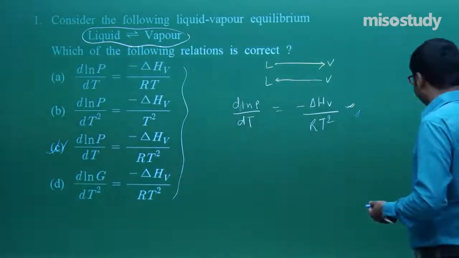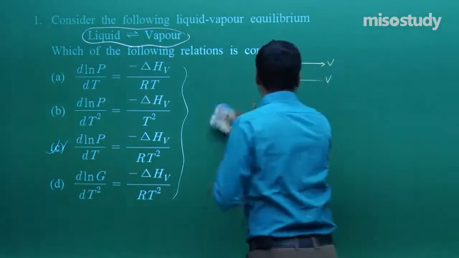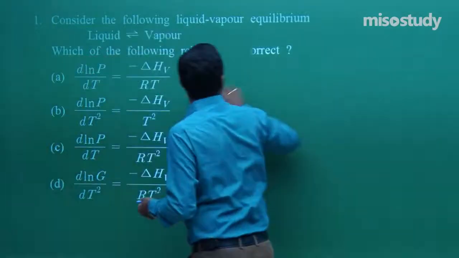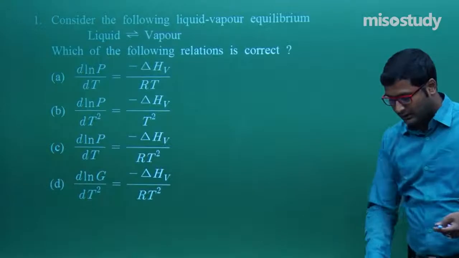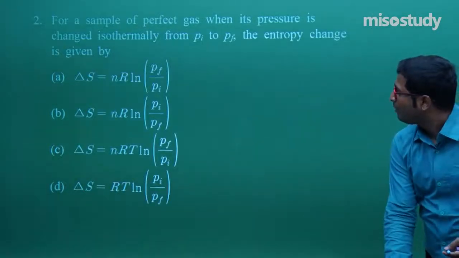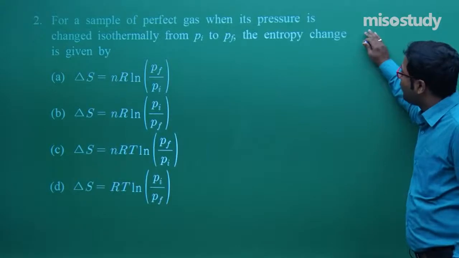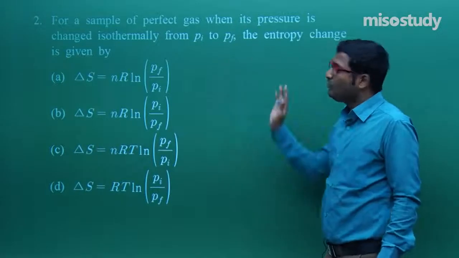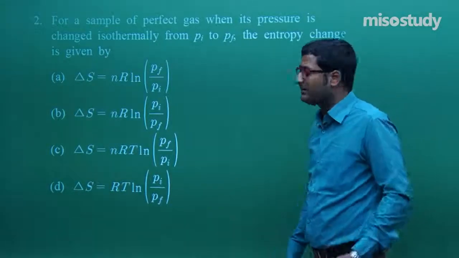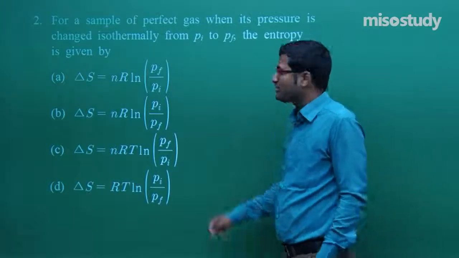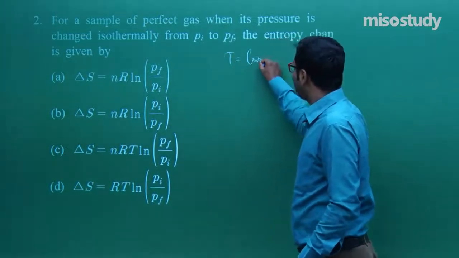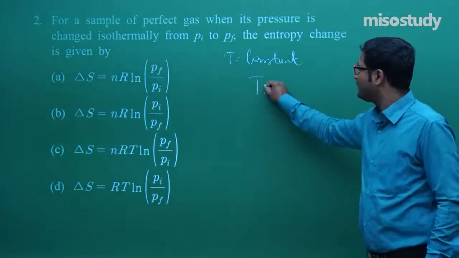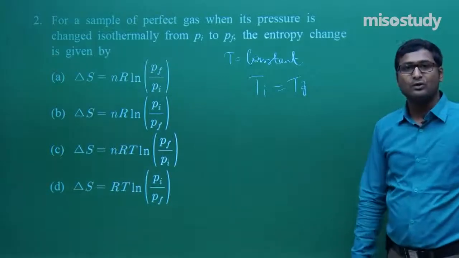Now wait for a moment, friend. Let's move to the next question. This is a completely theory based question and you can easily solve such kinds of questions. Now next one, look at it. For a sample of perfect gas, when its pressure is changed isothermally from Pi to Pf. One more thing I am going to mention here, friend: if there is an isothermal process, then we know that T is always constant. Clear? If T is constant, that means T initial is equal to T final.